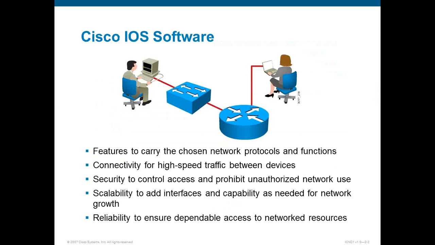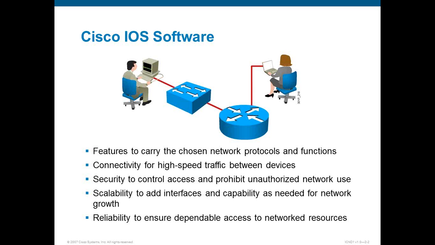Secure to control access, location, and so on. So how can you actually protect the device? For instance, someone connecting just with a cable can access the router. But how can they ensure they are securing the device? We are going to talk about that. Scalability to add interfaces and compatibility as needed in the network. So for instance, today I have 500 users. What if my number of users is going to increase? I may go to 2000. So how can you do it? Reliability to ensure dependable access to network resources. So how can you ensure the network is up and running all the time?